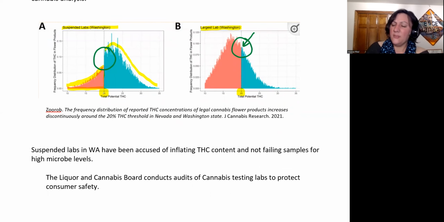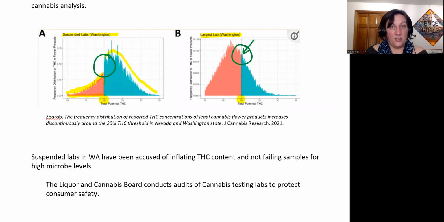And I have a link in the optional readings to some of the articles that came out around the time that one of the larger labs in the state was suspended for inflating THC contents and for not failing samples with high microbe levels.